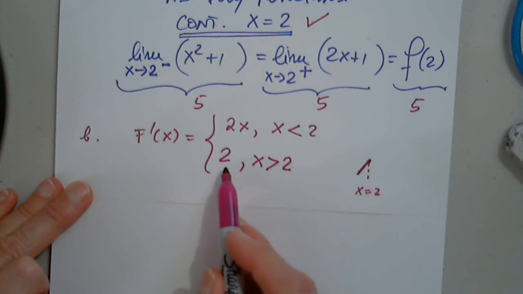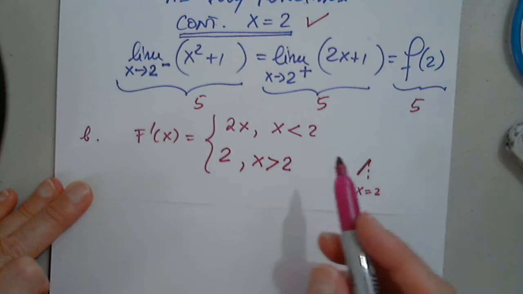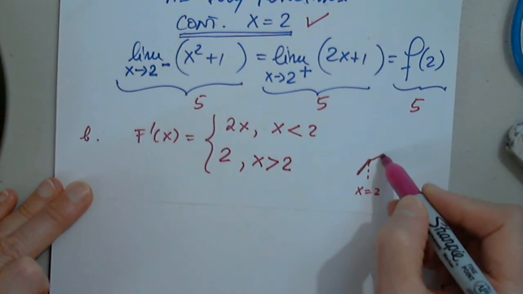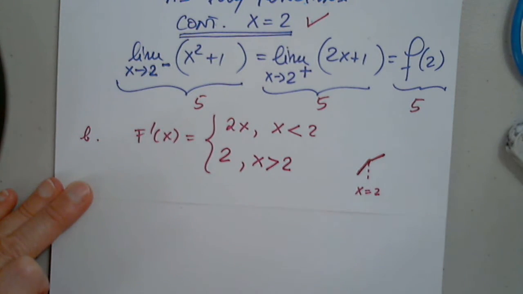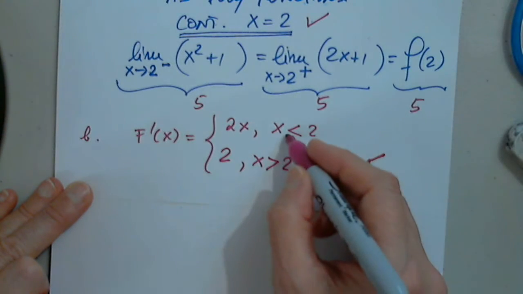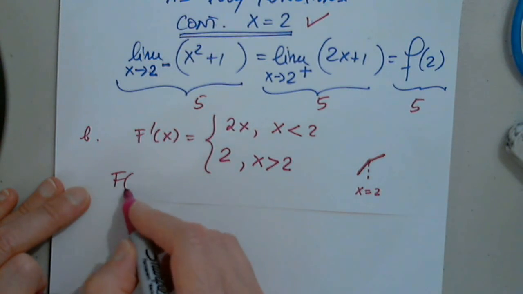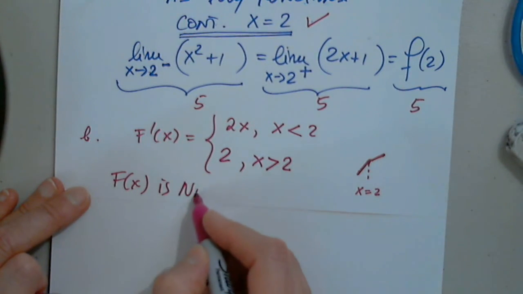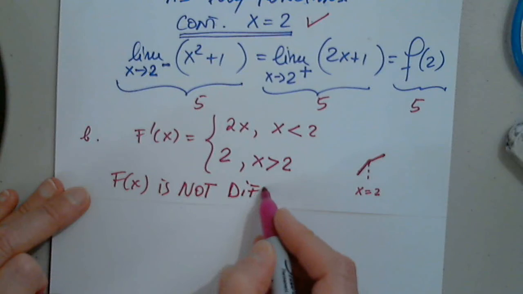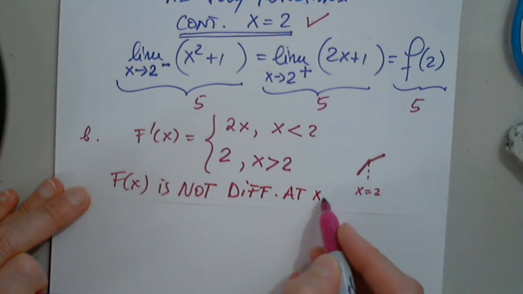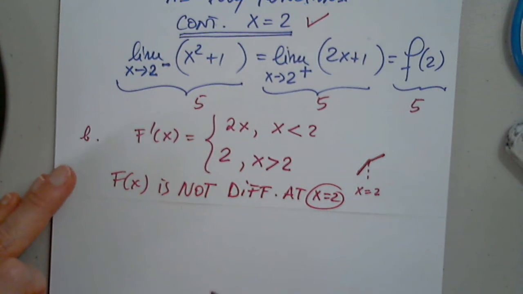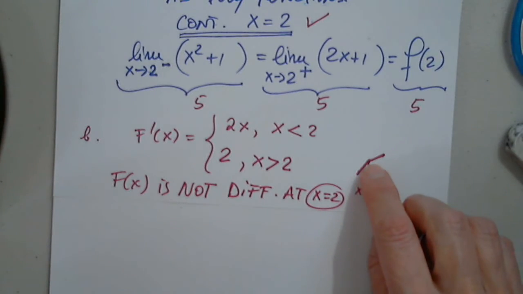But what about the right piece? The slope for the right piece is 2. Are they the same? No. So that's why I cannot put an equal symbol here, and write f of x is not differentiable at x equals 2. It's not. It has a corner.